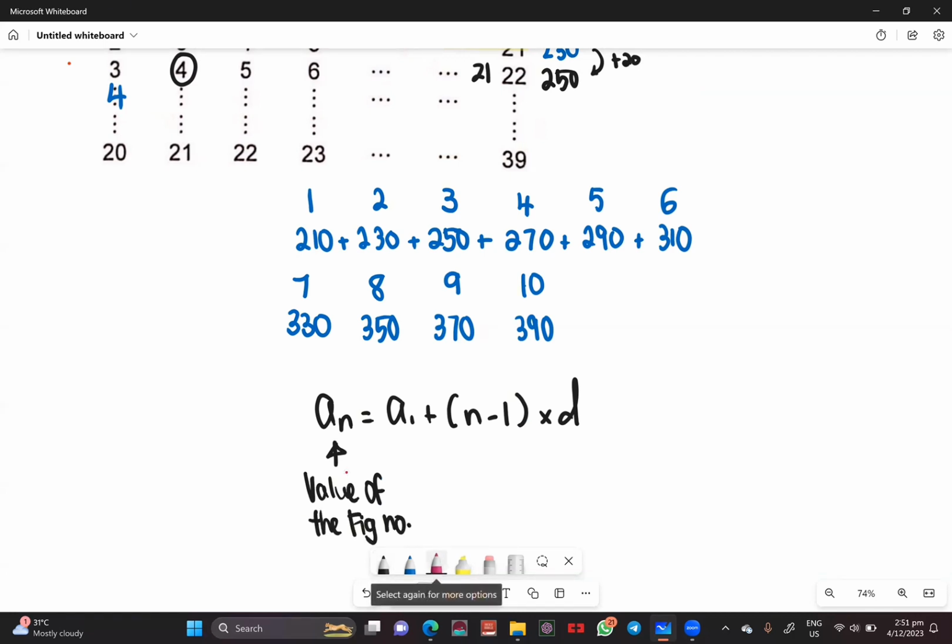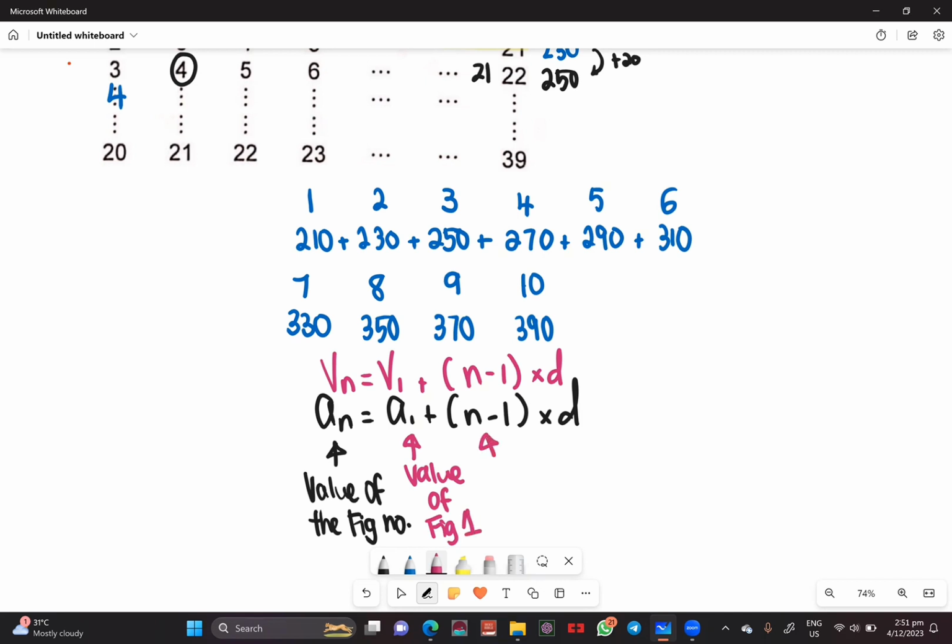Some students prefer to put Vn. V stands for value, to remind them. So if you prefer V, then I'm just going to write V for you. Both work. Now, a1 is the value of figure 1. n is the figure number that you are looking for. And finally, we have d. d stands for the difference.